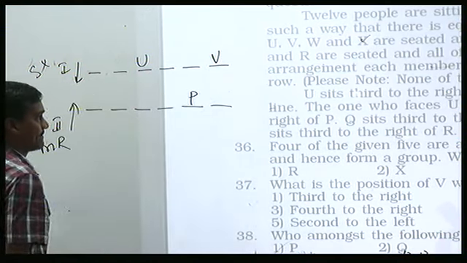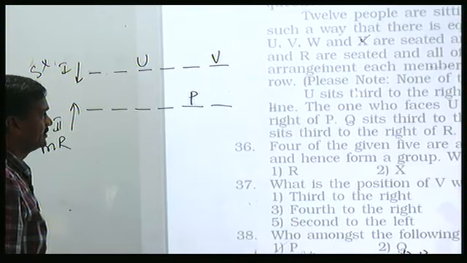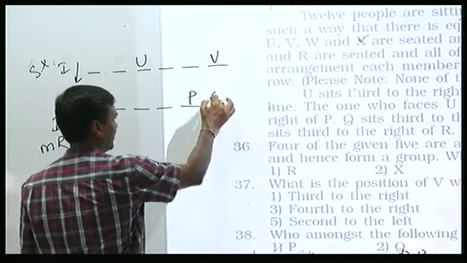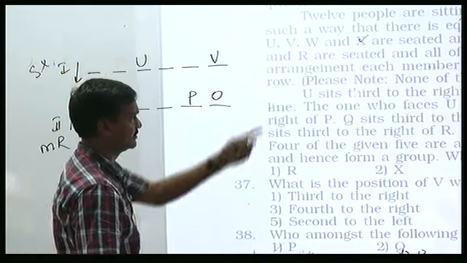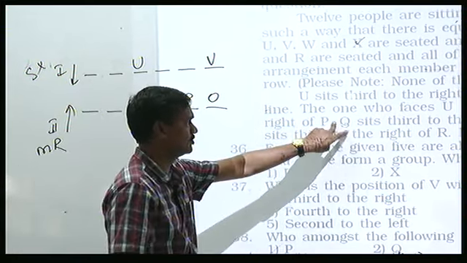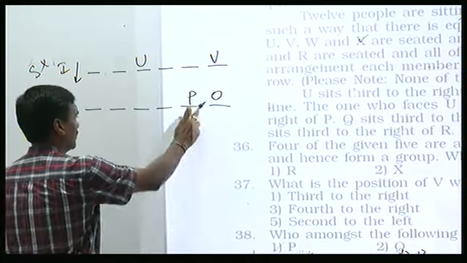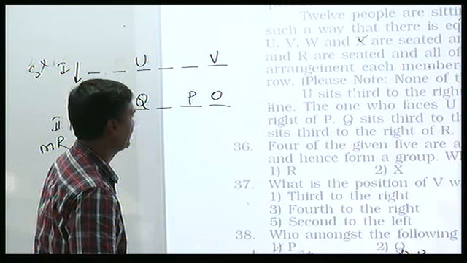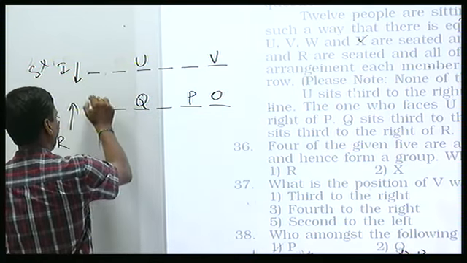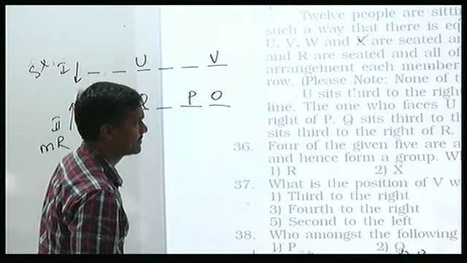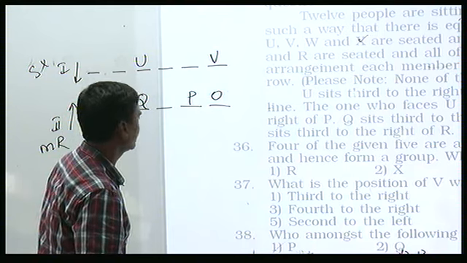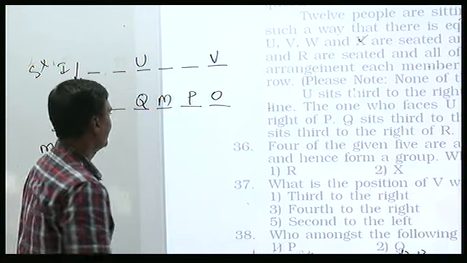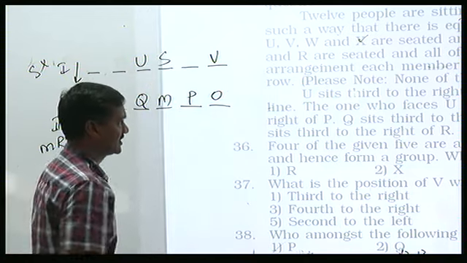P must be here. And O sits to the immediate right of P. O is to the immediate right of P, isn't it? Q sits third to the left of O. 1, 2, 3. Only 3 people between P and R. 1, 2, 3. P and R, only 3 people. And M sits third to the right of R. 1, 2, 3. M is third to the right of R. M faces S.